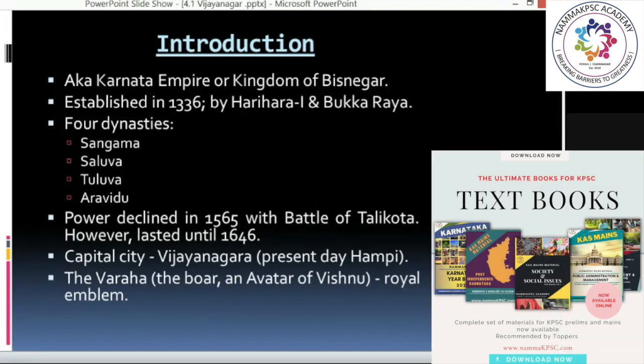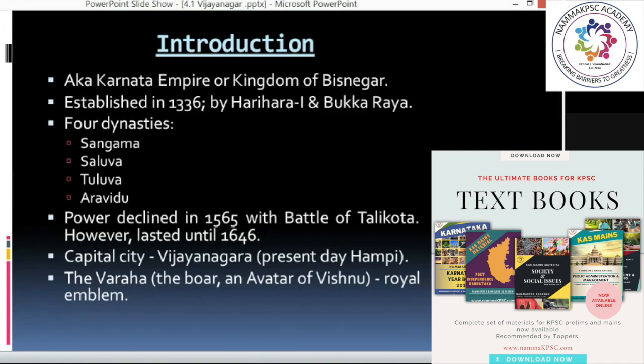The last one is our Aravidu dynasty. One of the important events that we have to know about in the Aravidu dynasty is the Battle of Rakshasa Tangadi. So in 1565, we'll see this battle called the Battle of Talikota or Rakshasa Tangadi. So from there, what happens? The battle will happen between Vijayanagar and the other prominent contenders of the Deccan Plateau.